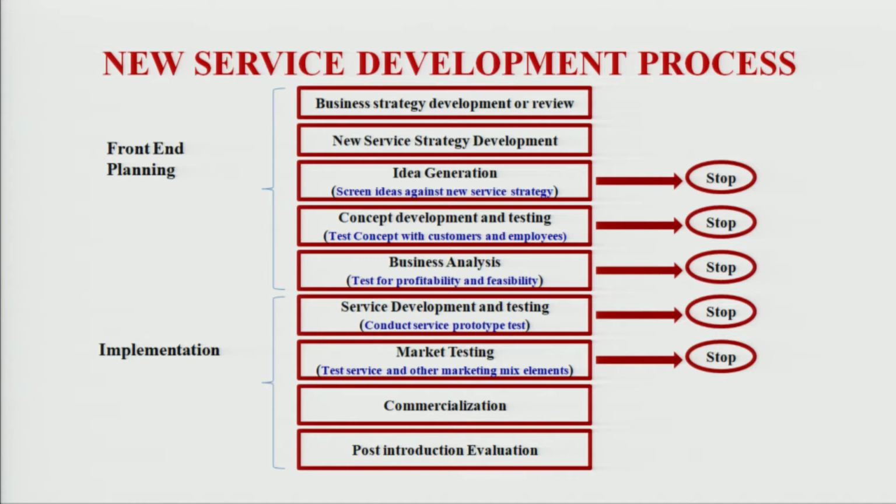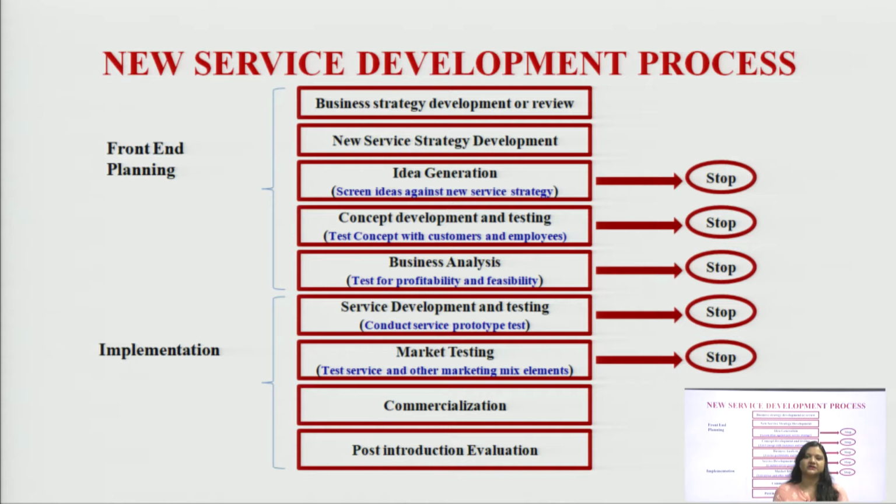It is somewhat similar to the process of developing a new product, but there are some differences between the development process of a product and a service. These stages are basically bifurcated into two important functions: front end planning and implementation. One of the characteristics of services is inseparability, meaning the services cannot be separated from their provider. So planning should be done first, and then the implementation part should be done by the service provider. So before developing a new service, planning is required.